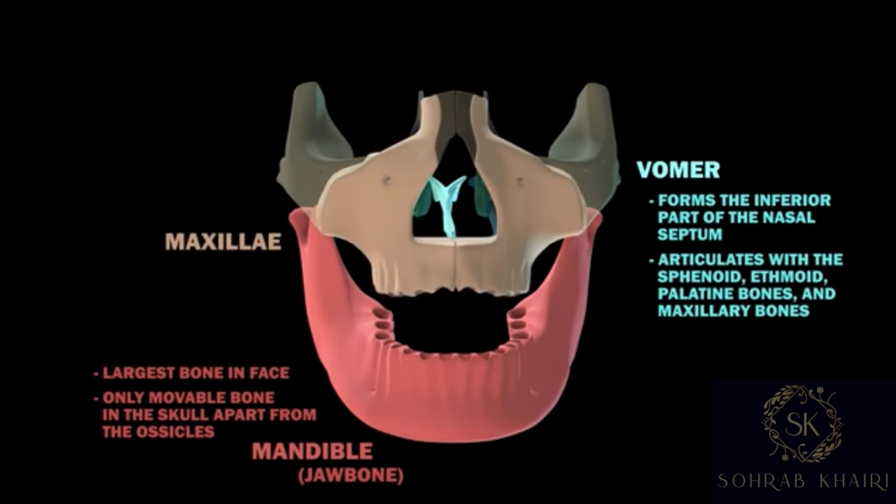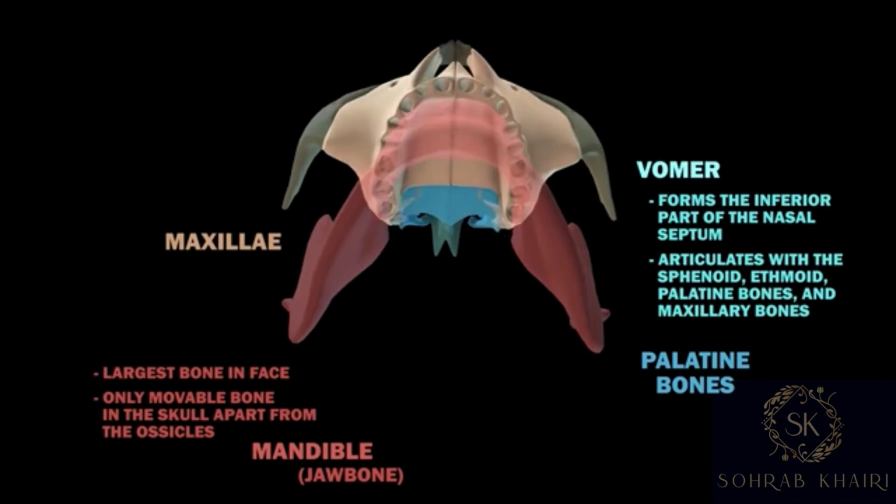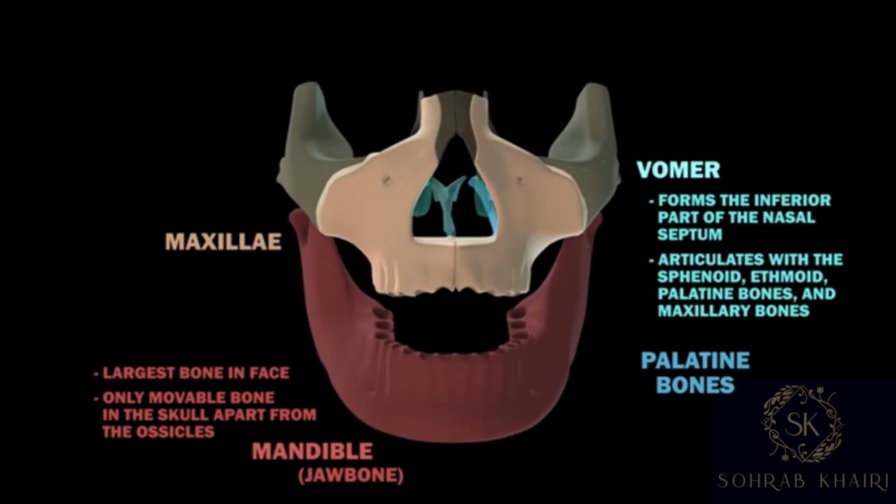A pair of maxillae are fused together at the inner maxillary suture to form the bone of the upper jaw. This includes the hard palate in the front of your mouth. The 2 palatine bones, together with the maxillae, comprise the hard palate. They are located at the back of the nasal cavity. The pair of nasal bones form the bridge of the nose and are joined at the internasal suture.